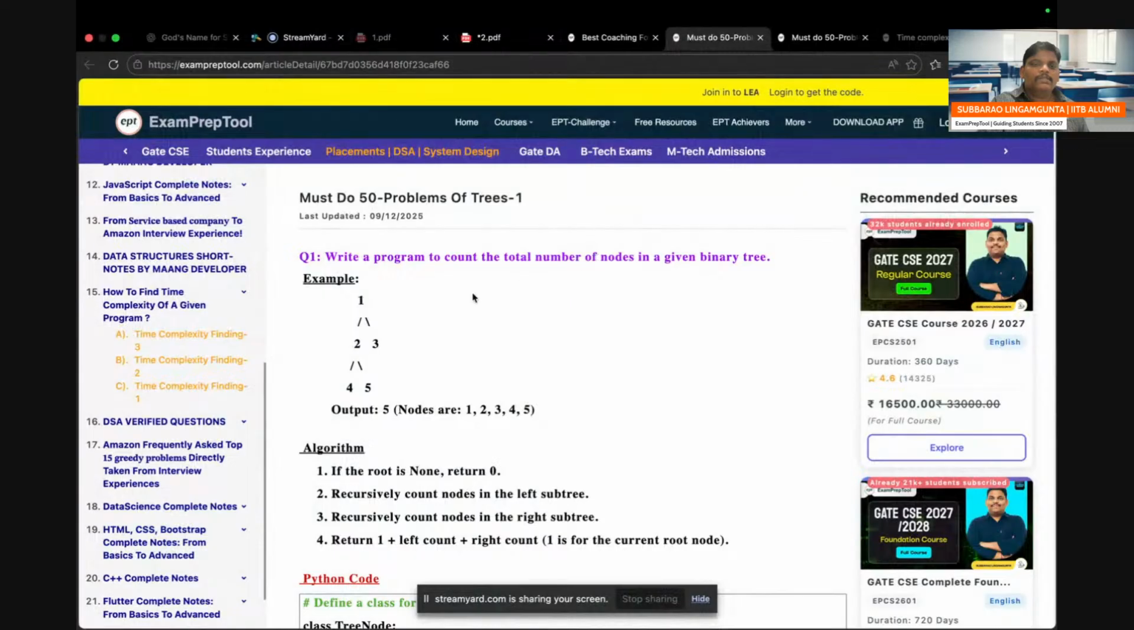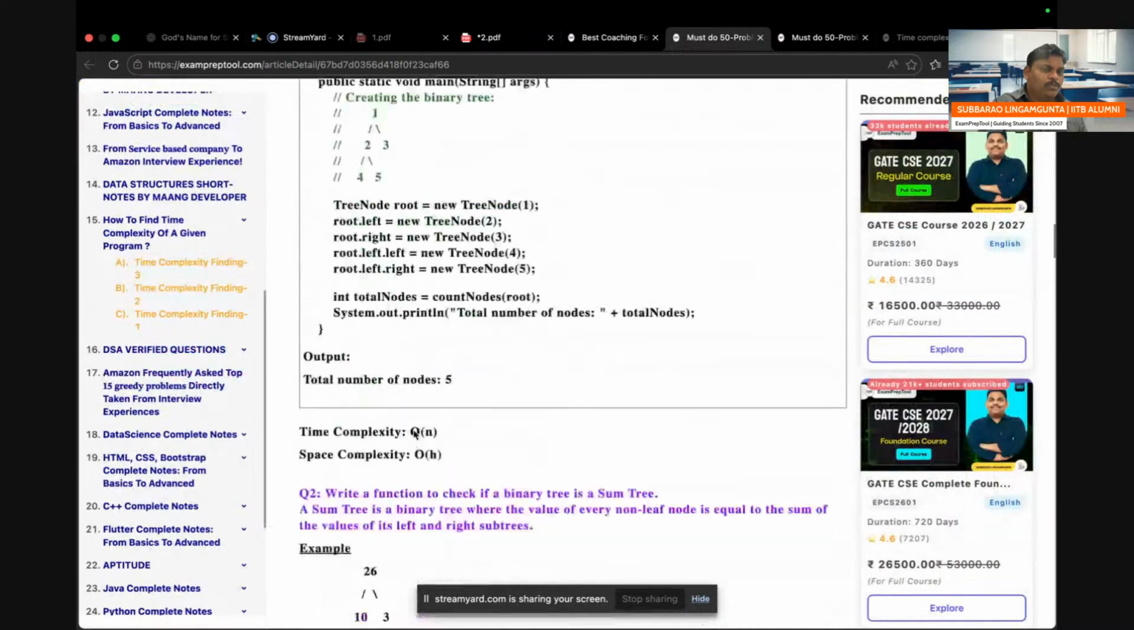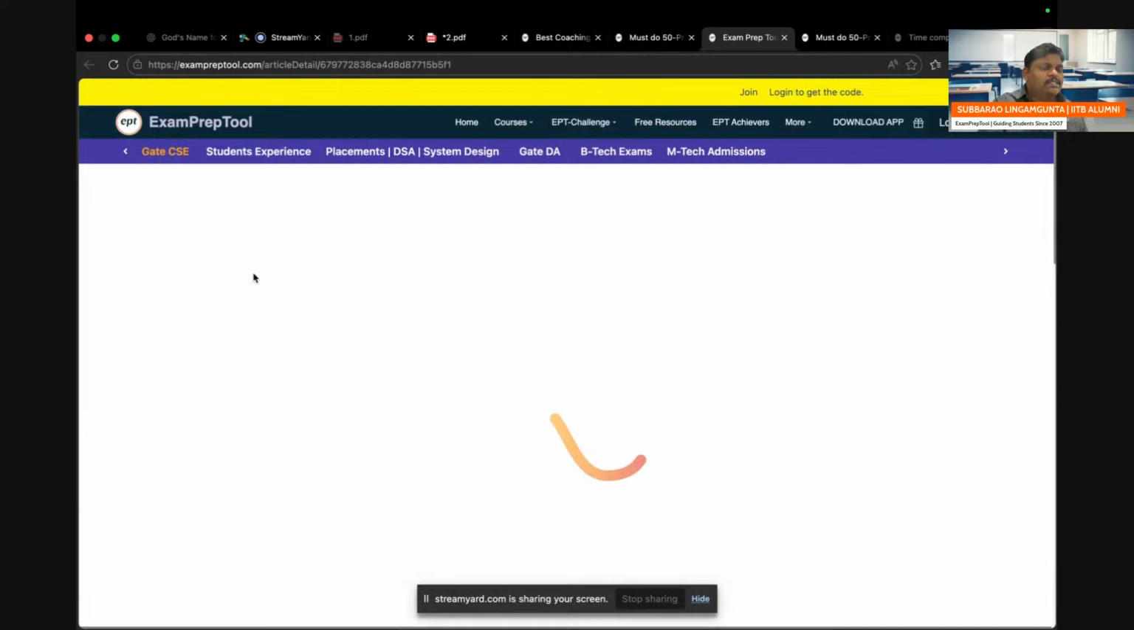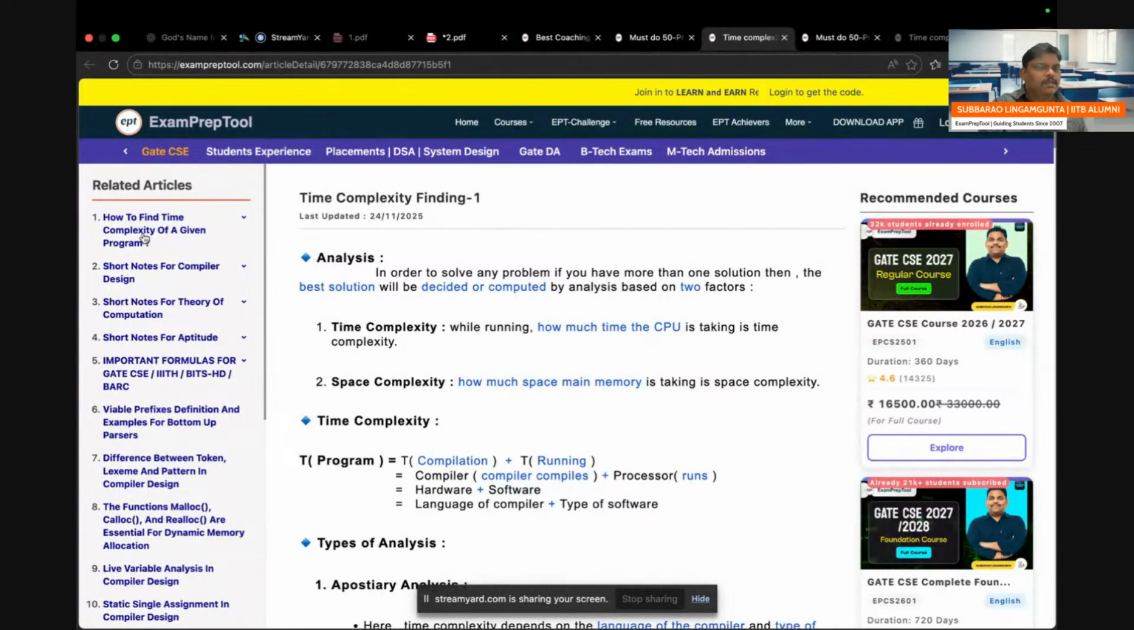So what I mean to say is, see this. If you go to GATE CSC or placement, DSA or system design, go there. Here you will find out how to find out time complexity of a given program. One contains a few problems, right? So let me check here. Otherwise, you go to the GATE CSC. No problem. In the GATE CSC, how to find out a time complexity of a given program?